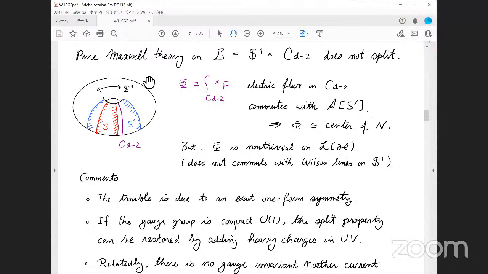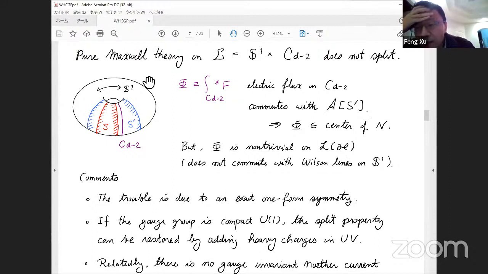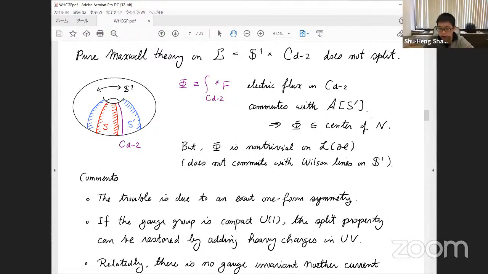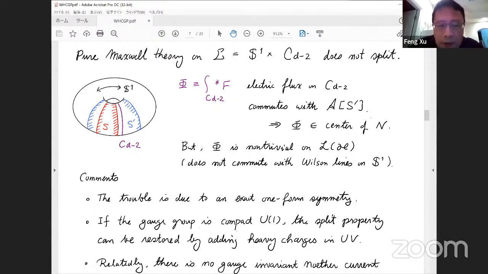But why do you stay in three dimensions? Why can't you go down to two dimensions? In that case, that's the compact scalar theory. That's something I know very well. Sorry, your audio is not very clear. Couldn't quite hear you. Oh, really? Now it's better. Okay, sorry. I should get closer to the screen.